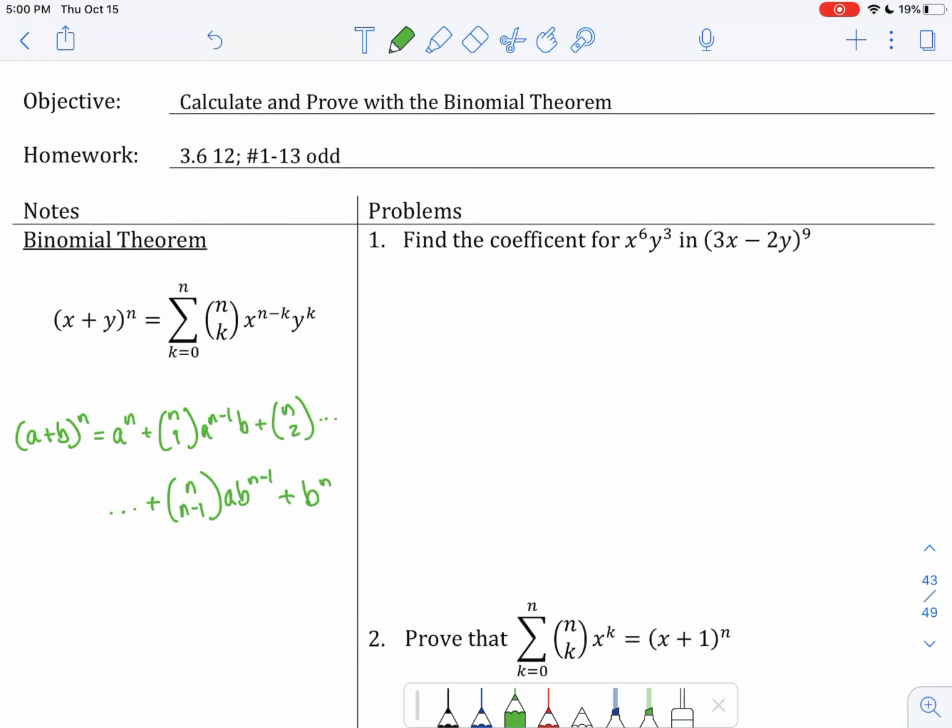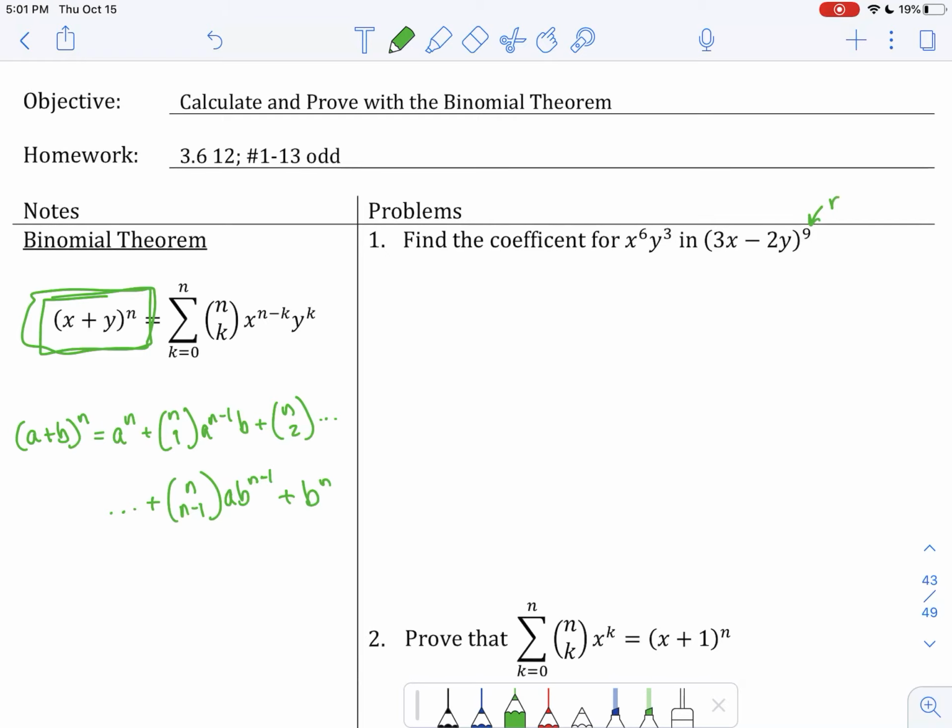If it doesn't, if this is something brand new, please, again, don't hesitate to talk to me about it and ask questions. Now, we're going to start with a question that's going to feel familiar to what you're used to seeing with this binomial theorem. Find the coefficient for x to the 6th times y to the 3rd in 3x minus 2y all to the 9th. So what this tells us here is we have our binomial, so we have our term like this.